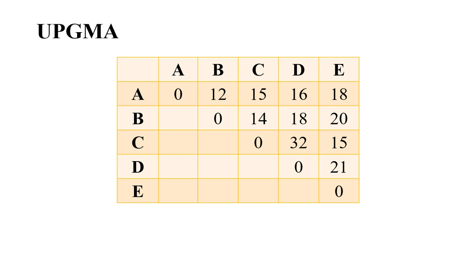Self node value will always be 0. A to A is 0, B to B is 0, C to C is 0, so there is no purpose of writing them. So let's start the solution of this problem. In this matrix I will find the smallest value. It's 12, 15, 16, 18, 14, 18, 20, 32, 15 and 21. So I can clearly say 12 is the smallest value.